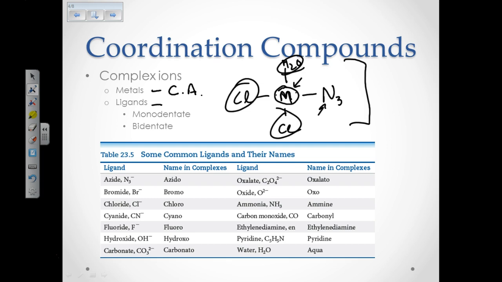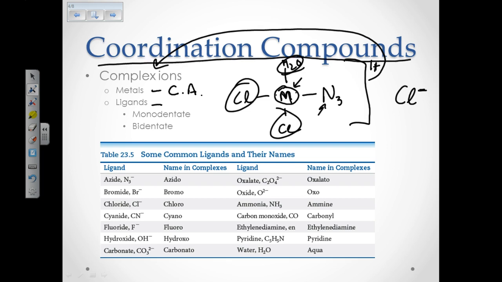This whole thing forms a complex ion that will be charged. And then when that ion is attracted to an ion of opposite charge, that becomes the coordination compound. So it becomes this huge, crazy thing. We're going to name these complex ions, and here are some names that you need to know that will make naming these things a little easier.